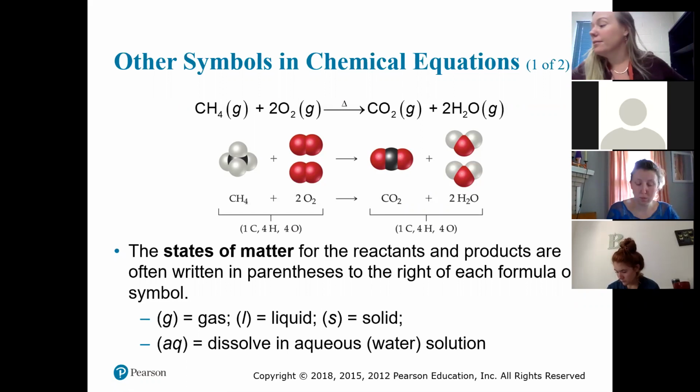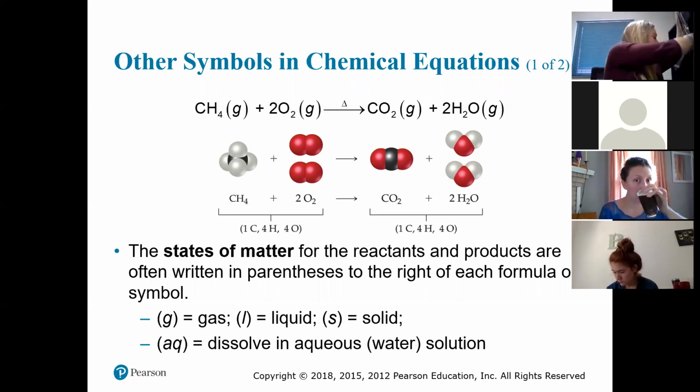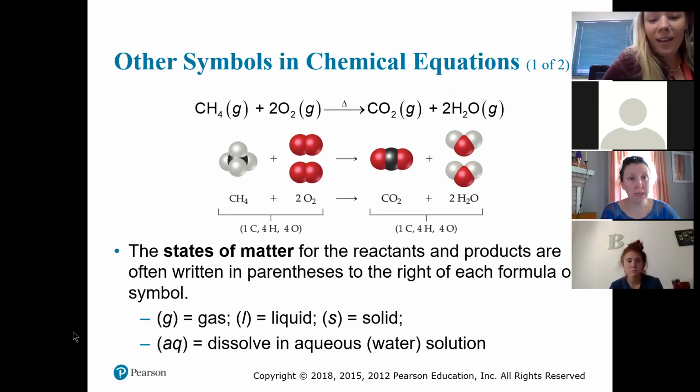Hold on one second. I spilled water everywhere. Okay. Great.